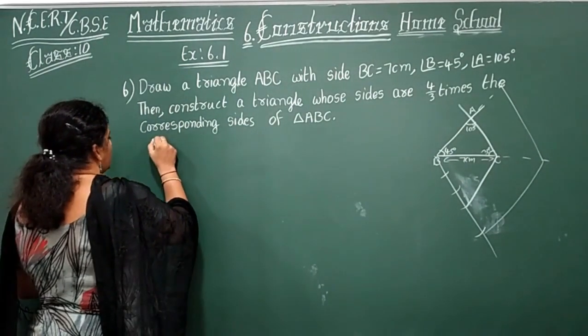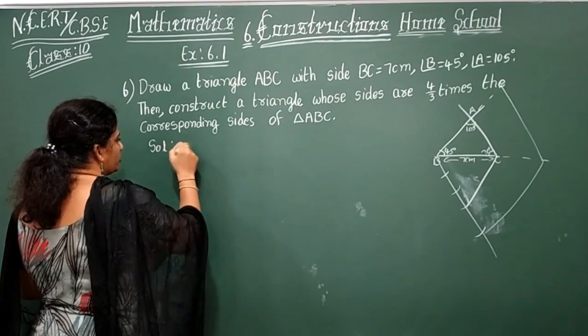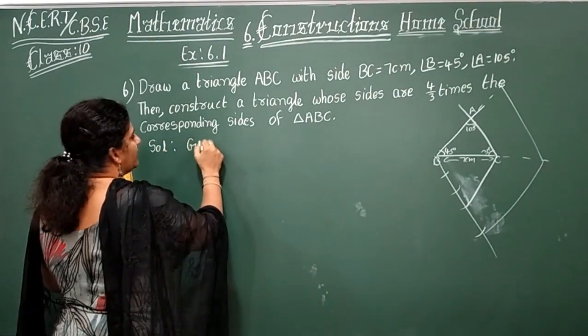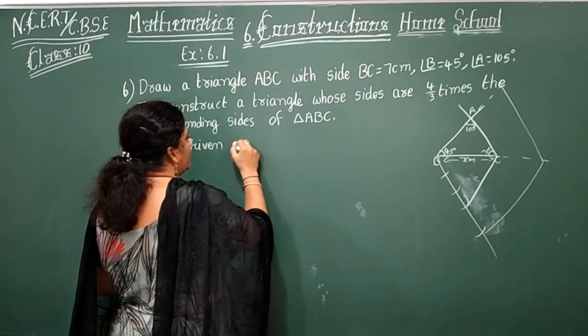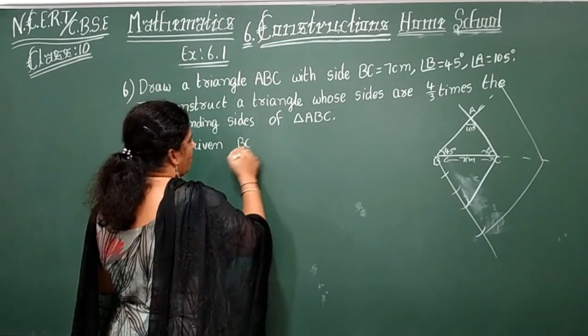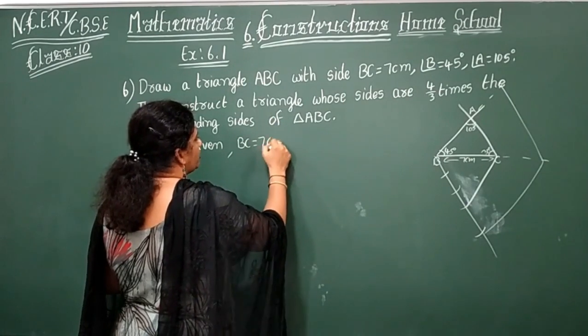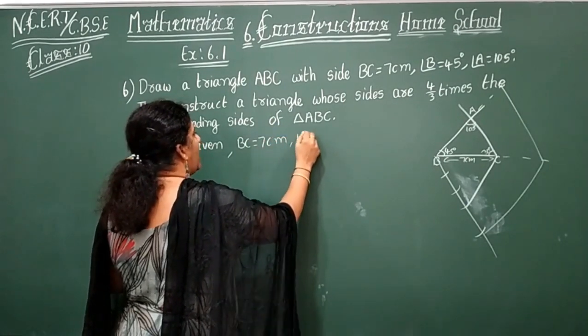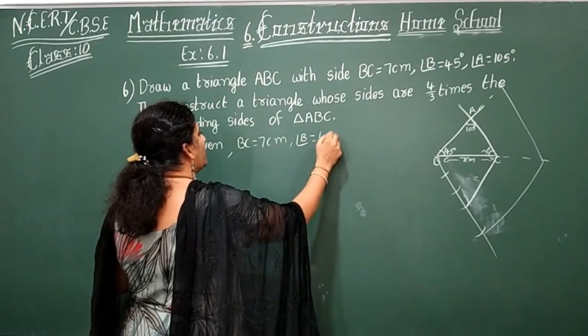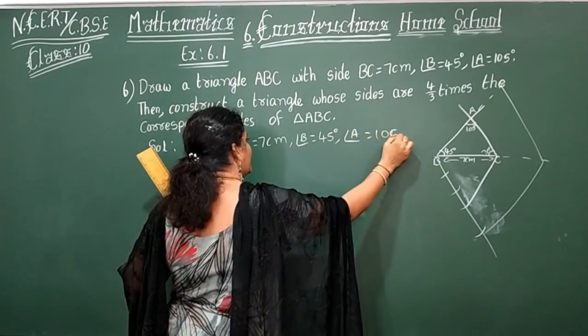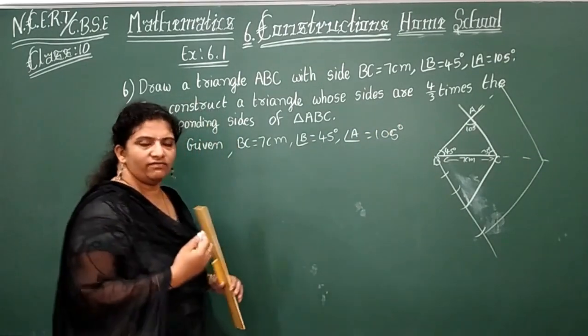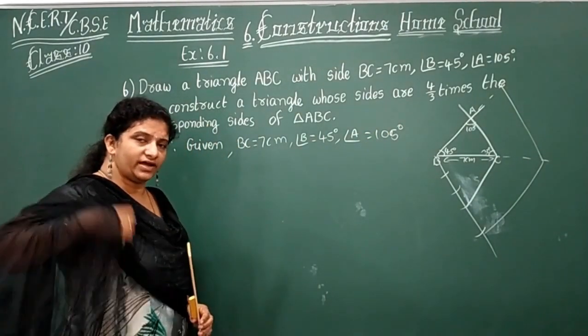So, solution. What is the solution? How do we start here? With the given data, children. Always, every problem, we start with the given data. Given: BC is equal to 7 centimeters, angle B is equal to 45 degrees, angle A is equal to 105 degrees, right? Okay, we know the sum of the interior angles of a triangle is 180.